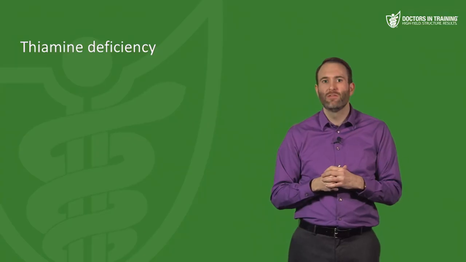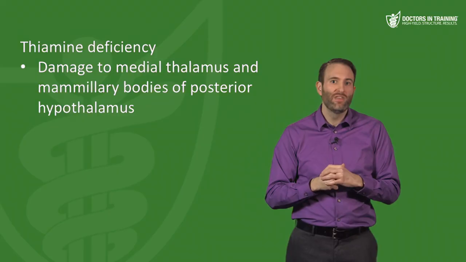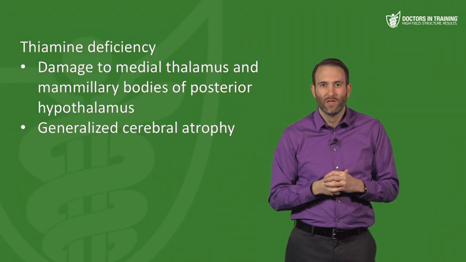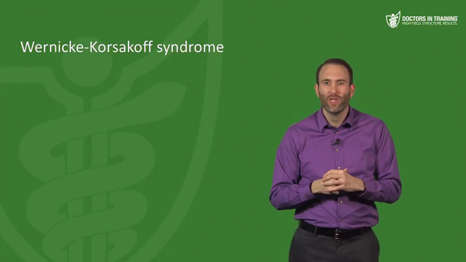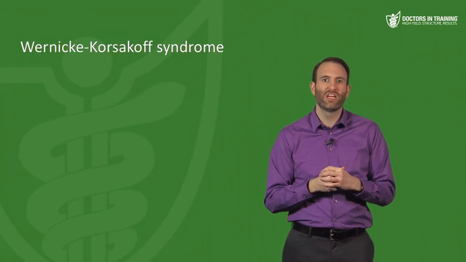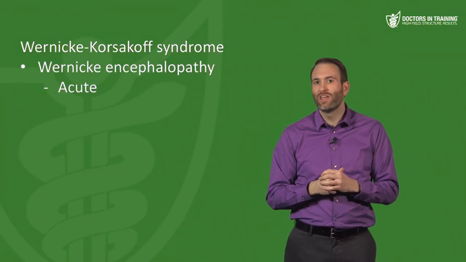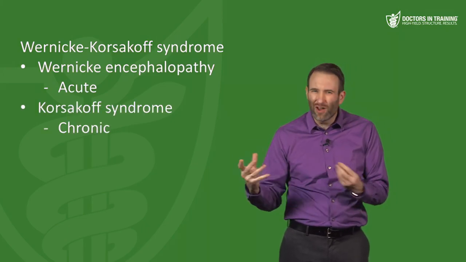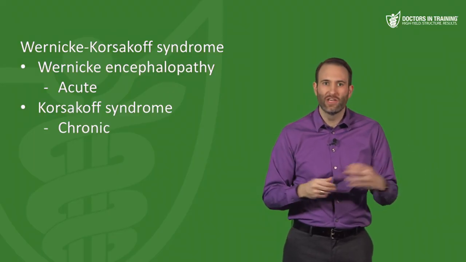Also, in the absence of thiamine, there tends to be damage to the medial thalamus and the mammillary bodies of the posterior hypothalamus, as well as generalized cerebral atrophy. So patients can get what's called Wernicke-Korsakoff syndrome. This material is actually covered in the video with alcoholism as well, but we'll cover it here too. Now, Wernicke-Korsakoff can be confusing because it's actually two different syndromes, each representing a different stage of the disease. Wernicke encephalopathy is an acute syndrome. Korsakoff syndrome is the kind of chronic neurological condition that usually occurs as a consequence of that initial Wernicke encephalopathy.